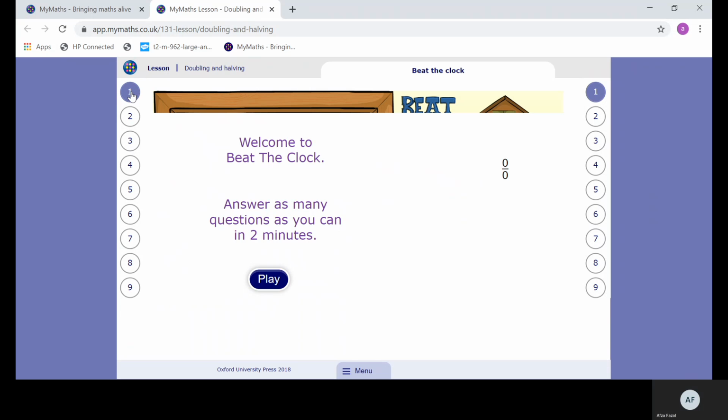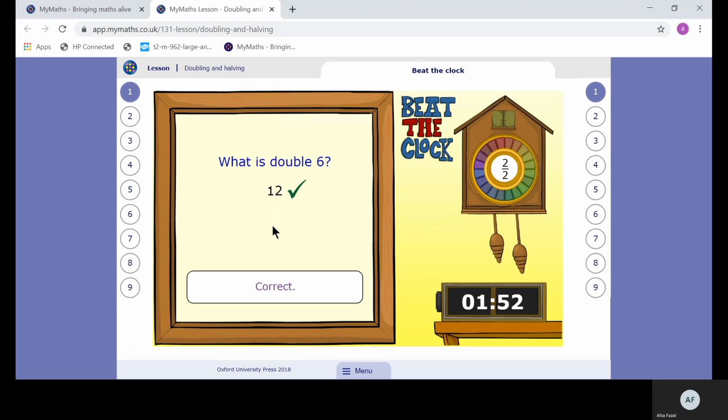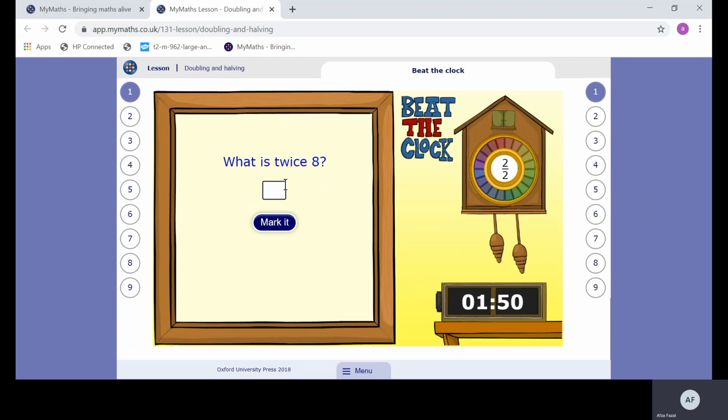Now, beat the clock, you've got to double and halve, 6 add 6. So it's just testing your doubling skills, okay, and halving skills. Double 6, 12. Twice 8, so same as saying double 8. And you've got to get as much as you can. Remember, 2 minutes and your score stays at the top.